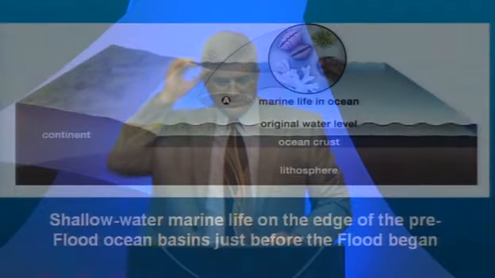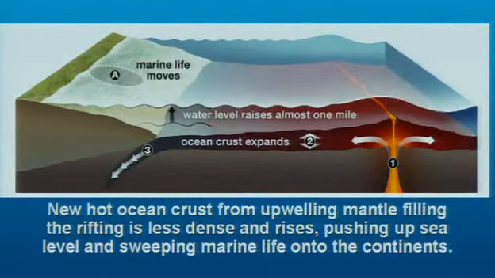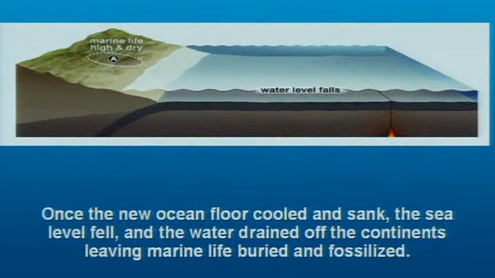So let's illustrate this. Here we have the shallow water marine life on the edge of the pre-flood ocean basins just before the flood in this diagram. We begin the flood and we've got new rock material coming up that's warm. It raises the water level. It moves those marine creatures up onto the land where they are buried with the sediments. And then the ocean waters drop as the process ends, as the ocean floor cools and falls. And so the ocean waters retreat back again, leaving the marine creatures buried high up on the continents.